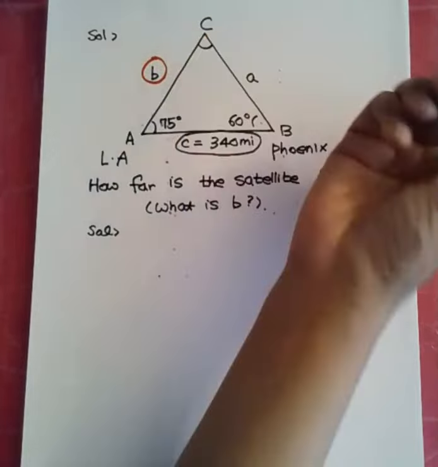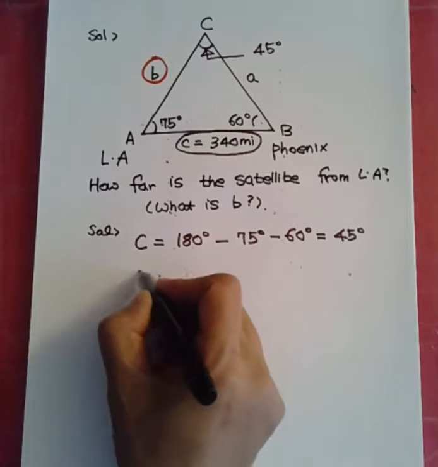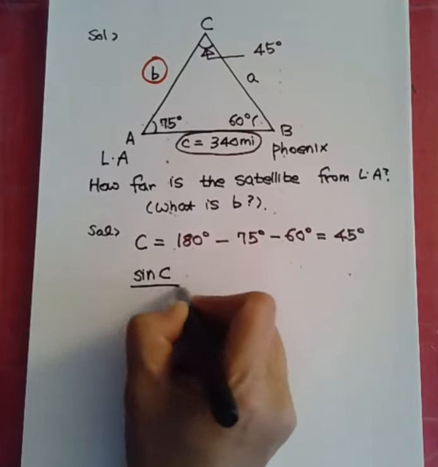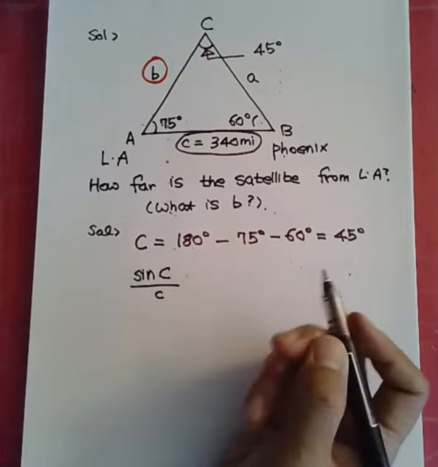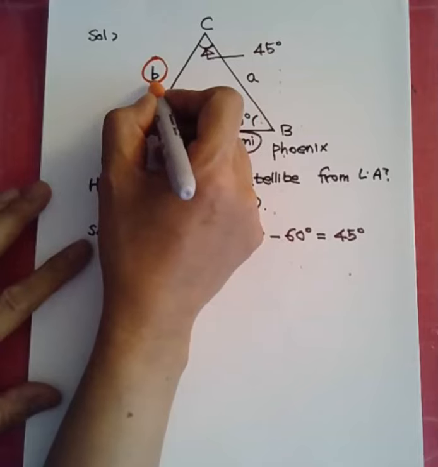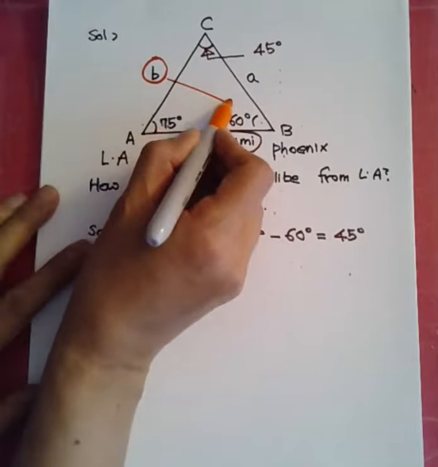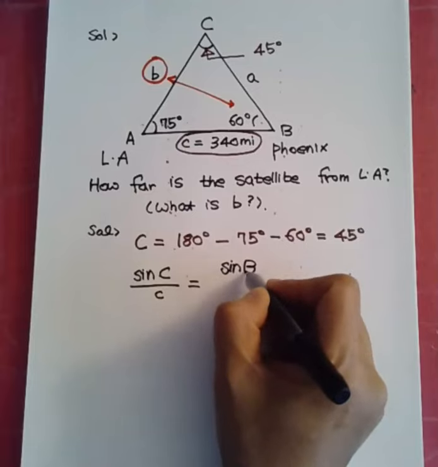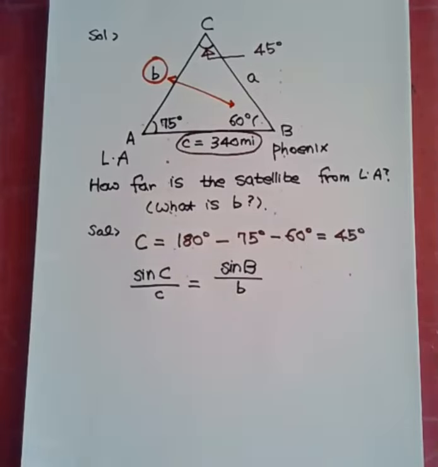And then we are getting sine of C over C. And then we have to look at the problem. We are looking for the side length B, so that must be associated with the angle B. Therefore, the part of the equation we have to use will be sine of B over B. Currently, this side length B is unknown, but all other three are known, so we can calculate it.